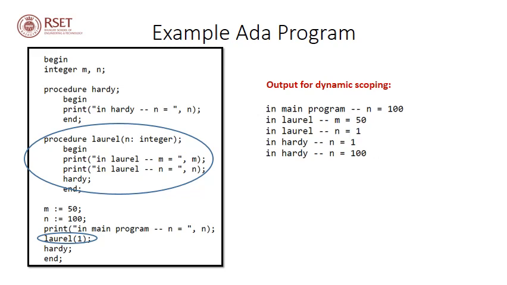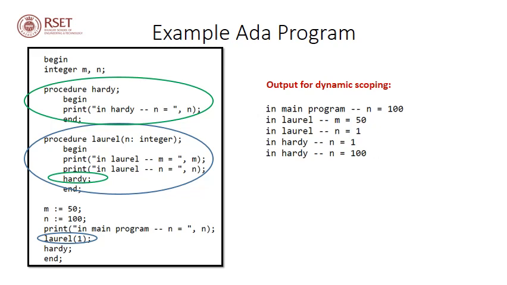So that value will be printed: it prints in Laurel n equal to 1. After that we have a call to the function Hardy, and Hardy gets activated, and within Hardy we have the print statement "in Hardy n is equal to". Now the compiler will check if n is defined in the current scope of Hardy. If it is not defined, it will look for the most recent binding of n.